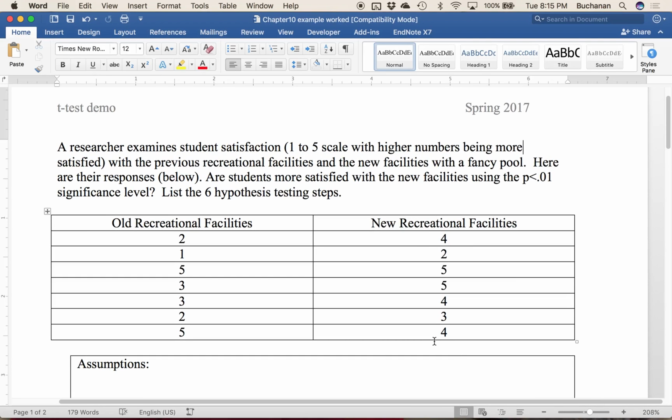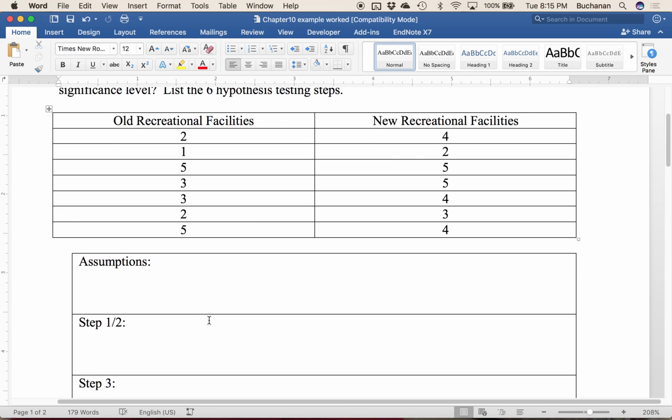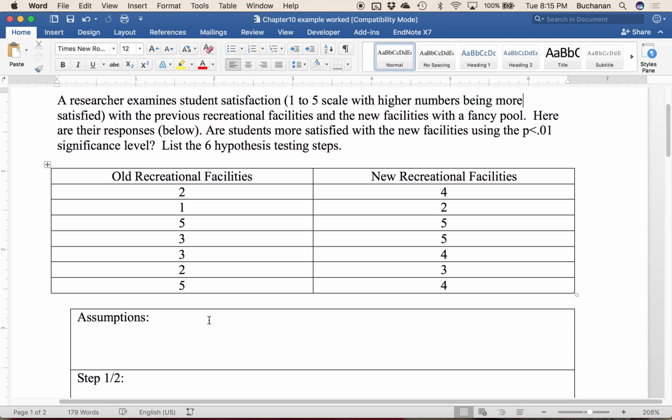Alright, in this video, I'm going to cover how to work Chapter 10, which is dependent T, using the Nolan and Heinzen 6-step procedure. And so we're going to work through the examples that we did in class and talk about how I got the numbers I did.